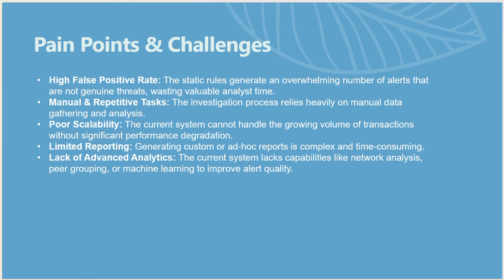That is the pain points and challenges in the current process, which will help you draw the to-be diagram. First, high false positive rates. That's the most important one because there is high manual intervention, and static rules generate an overwhelming number of alerts that are not genuine threats, wasting valuable analyst time. Then manual repetitive tasks: humans repeat the same tasks, and the investigation process relies heavily on manual data gathering and analysis.